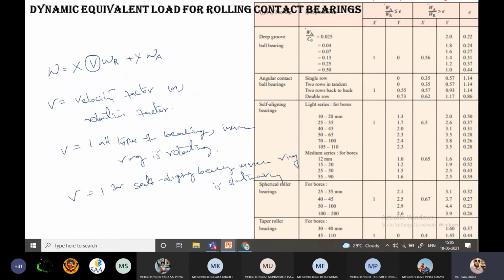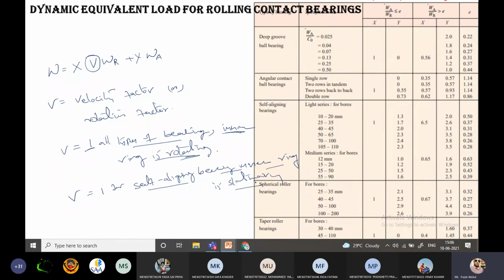And particularly self-aligning is given, so you can find this statement whatever I am writing in the question. So for all types of bearings, irrespective of self-aligning, taper, deep groove, double row, we can select the one, and for all these bearings, always the inner ring should be rotating. Even in a situation where a self-aligning bearing is there and the inner ring is in a stationary position.